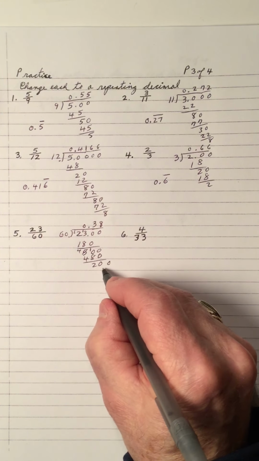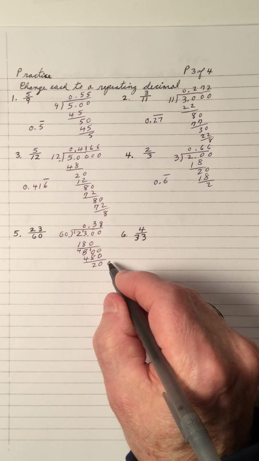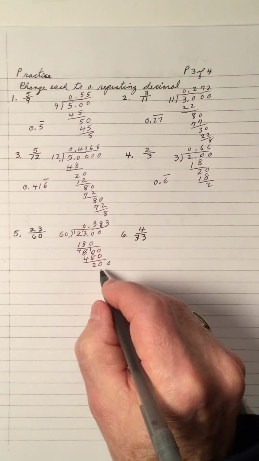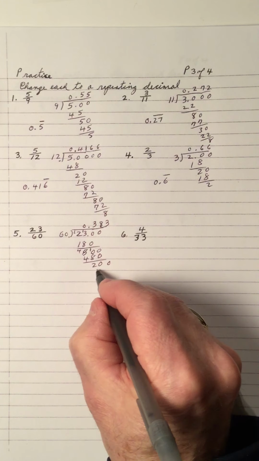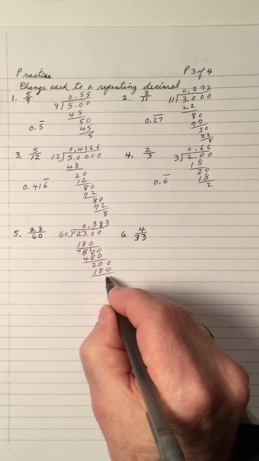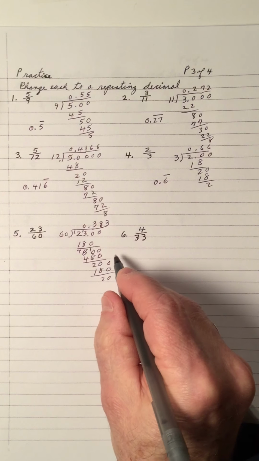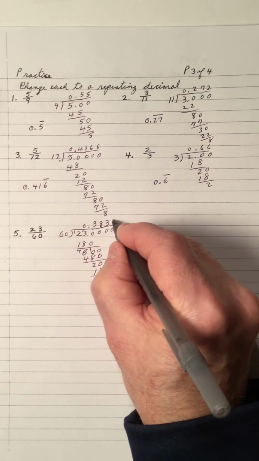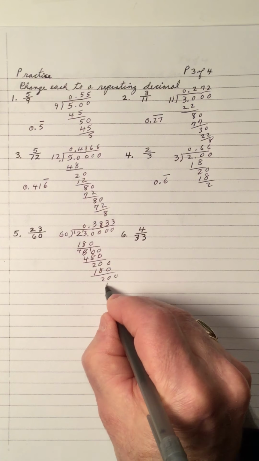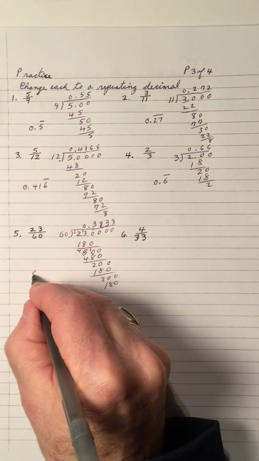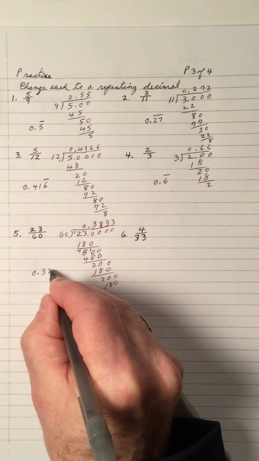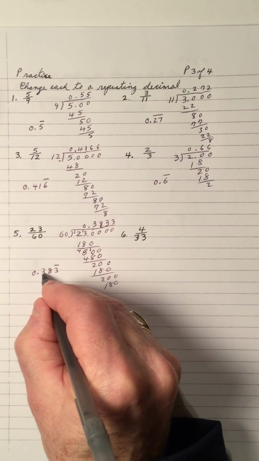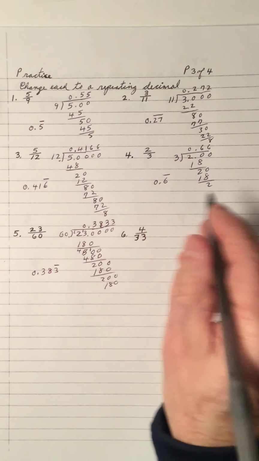60 into 220. Let's see. I have a 3. Notice it's repeating. 3 6s are 18. 180. And I get a 20. And if I do it again, I'll get another 3. 3 6s are 18. So it's 0.383. So the 3 is repeating, not the 8, because the 3 and 8 are here, but the 3 starts to repeat on the end.